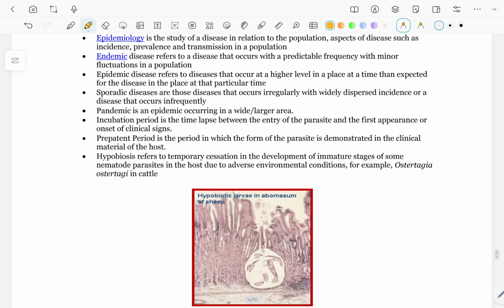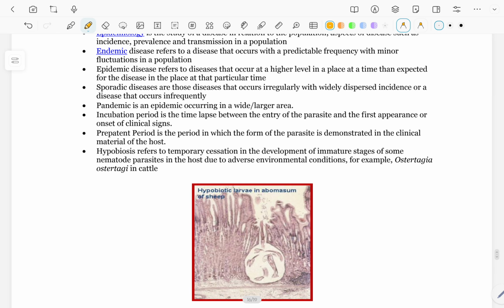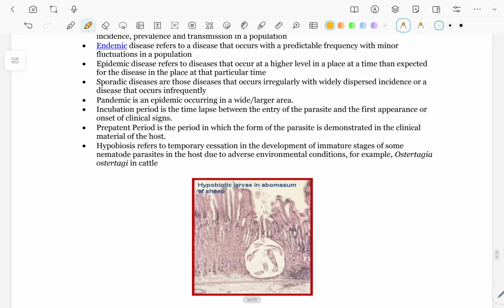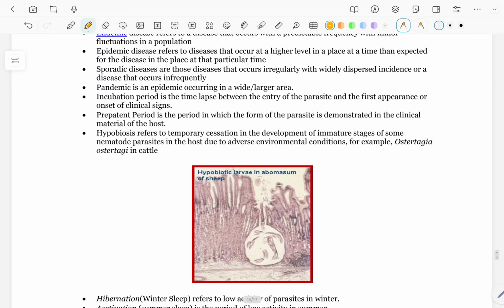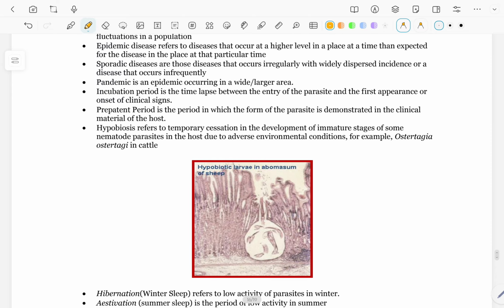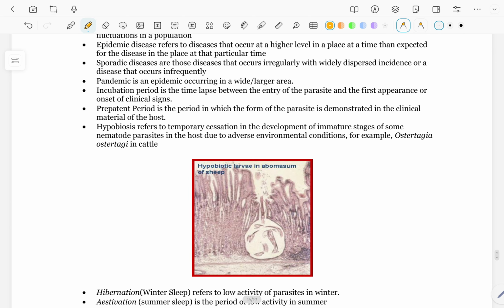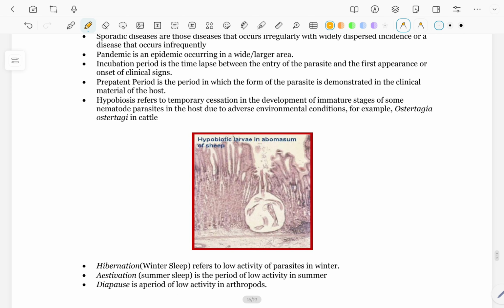Epidemic disease refers to disease that occurs at a higher level in a place at a time than expected for the disease in that place at that particular time. Sporadic diseases are those diseases that occur irregularly with widely disrupted incidence, or a disease that occurs infrequently. Pandemic is an epidemic occurring in a wide or larger area. Incubation period is the time lapse between the entry of the parasite and the first appearance or onset of clinical signs.